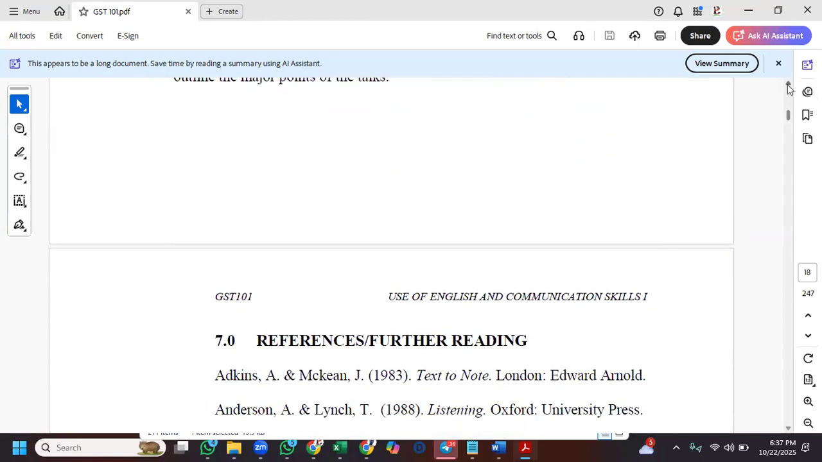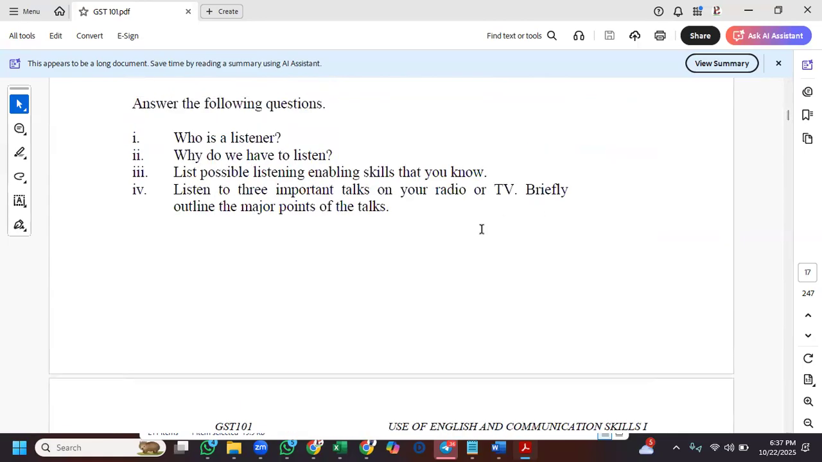But me, I will not stop there. I will also ask further questions. So we'll talk about who a listener is, why do we listen, and what the two types of listening we have are. We have specific purpose and general purpose. Good.